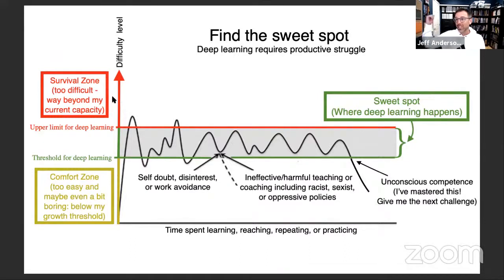If I were to go outside right now and try to lift 200 or 300 pounds in a bench press, that would be extremely difficult. In fact, it'd be too hard for me. So what we see along the vertical axis, very easy, little harder, little harder, little harder. And then as we get up really high, this is too hard, right? Over here, we're going to call the horizontal axis time spent learning. Reaching, repeating, and practicing. This is the time that you spend engaged in a learning activity.